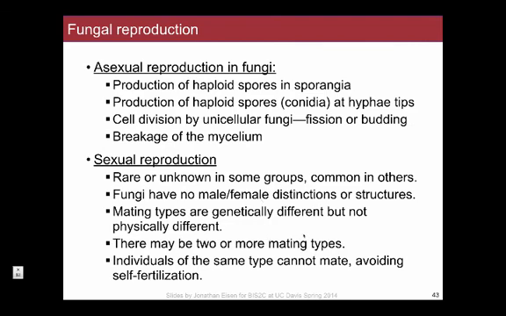In some species, there are 2 mating types. In others, there are dozens. And you always have to find some organism in a different mating type in order to undergo sexual reproduction. We'll see when we talk about the life cycles how this works in different lineages of fungi.